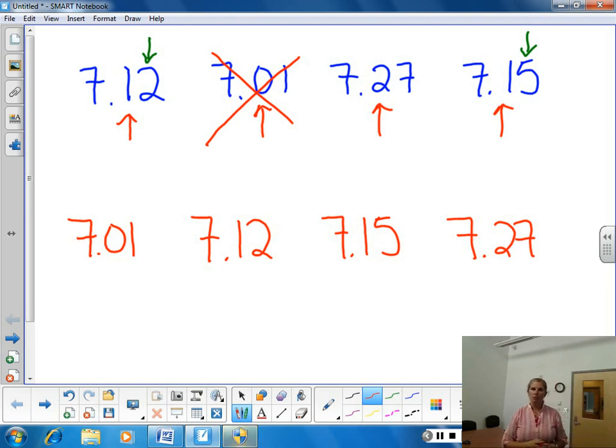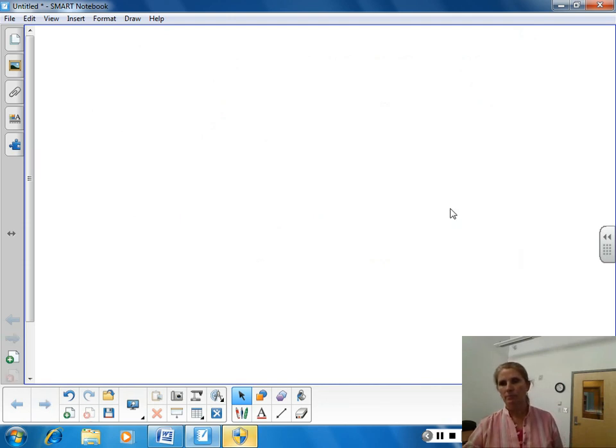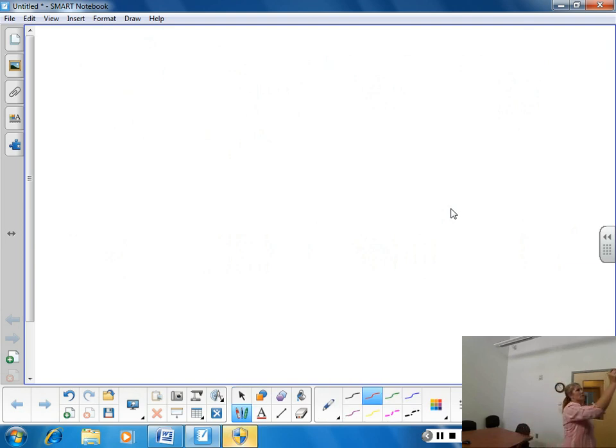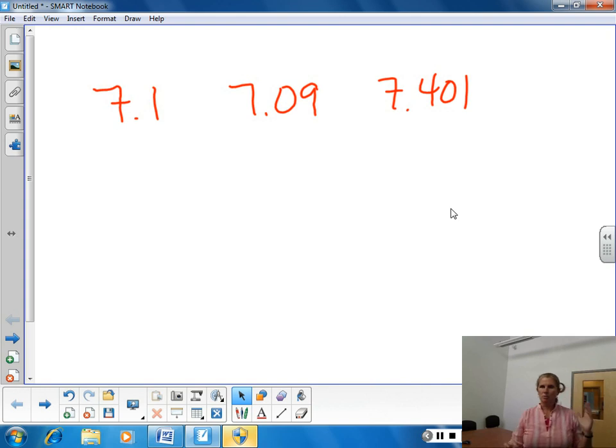So there's ordering numbers with decimals. But let me show you one more thing, because I think this is important to look at too. Let's say I have 7.1, 7.09, 7.401. Sometimes they all have different amounts of decimal places, 1, 2, or 3. And so you still can do it the same way.